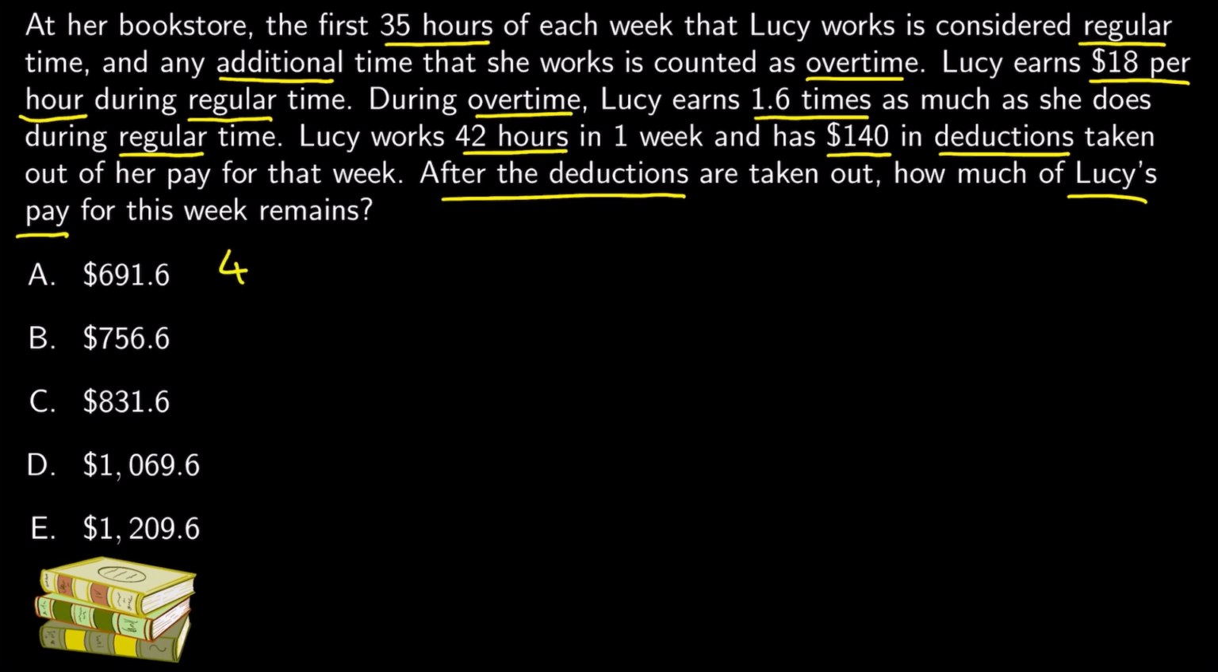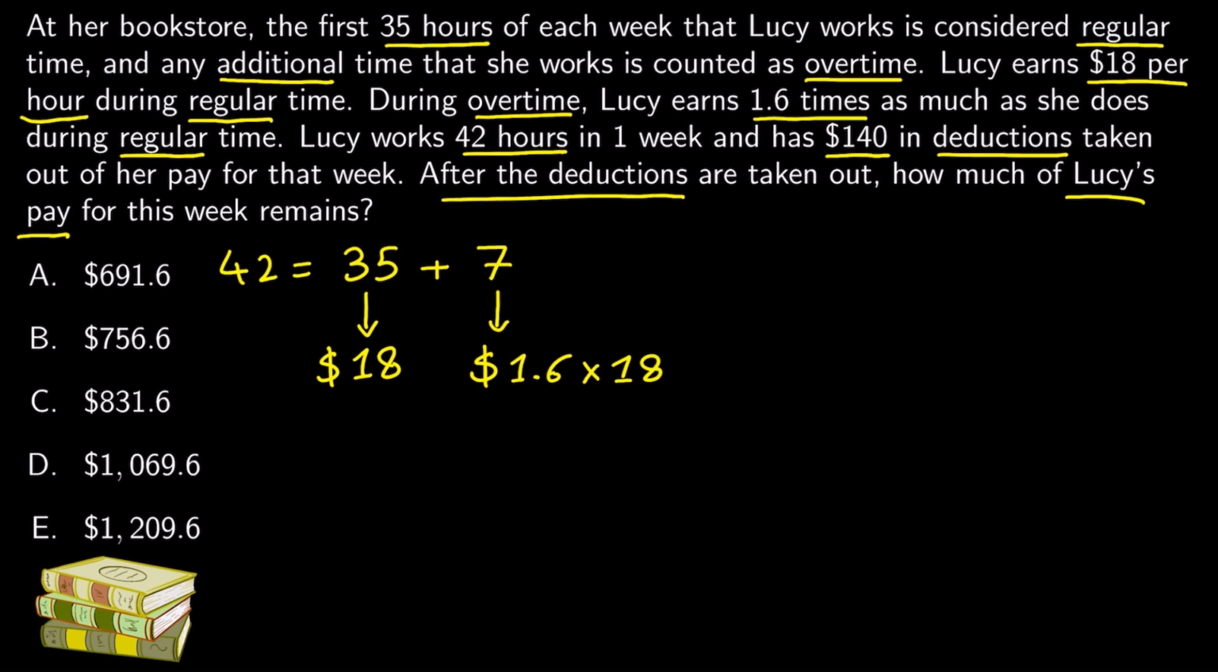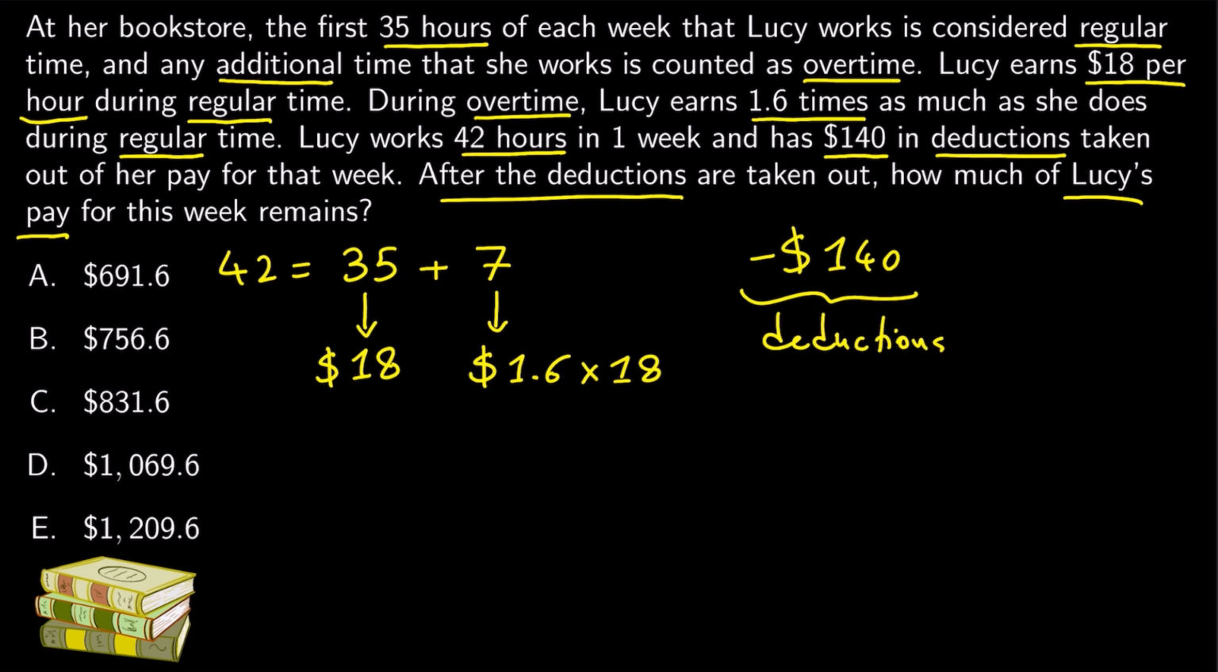Well, Lucy works 42 hours in a week, which means she works 35 hours in regular time and 7 hours in overtime. During regular time, she earns $18 per hour, and during overtime, she earns 1.6 times as much as during regular time. Additionally, she has $140 in deductions for that week. Now we can put all this information together to calculate Lucy's pay for this week.